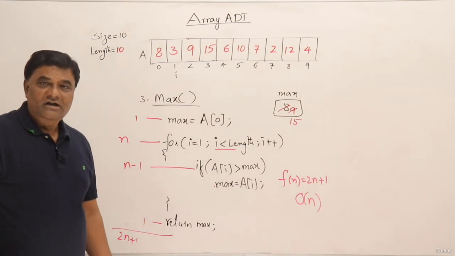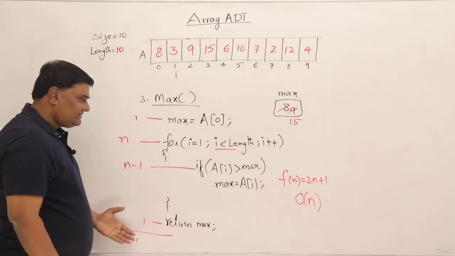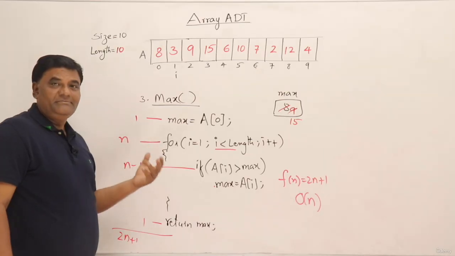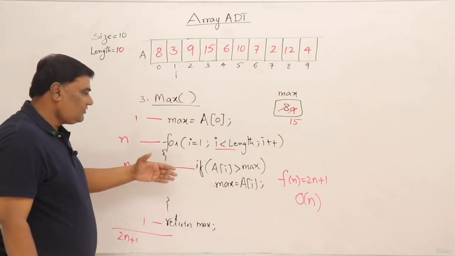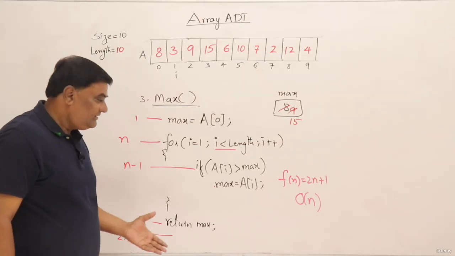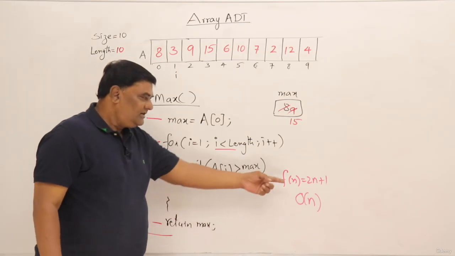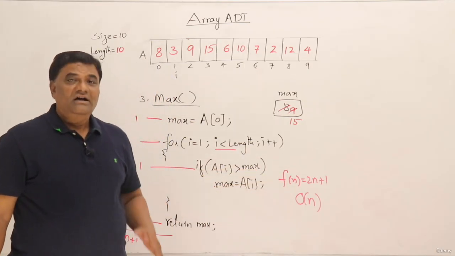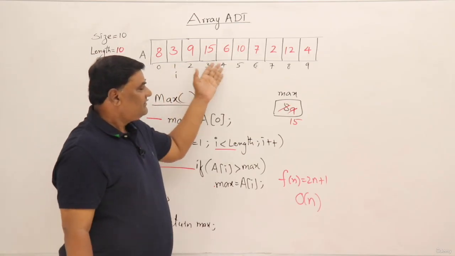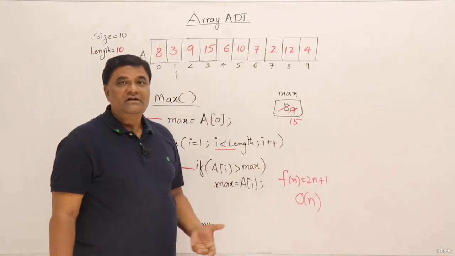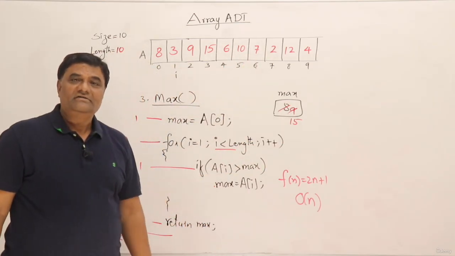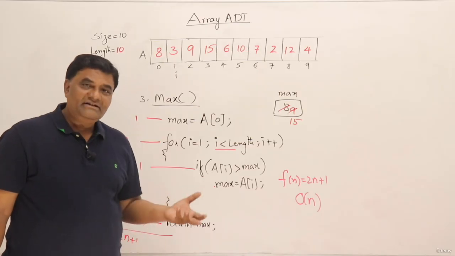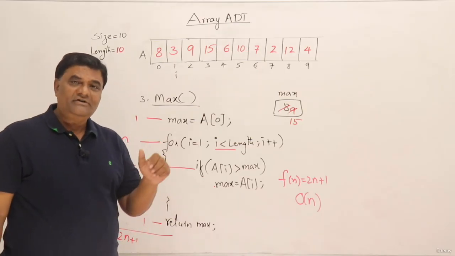That's all. So from the code, if you want to do analysis, you can assume every statement takes 1 unit of time and find out how many times a statement is repeating. Then you can come up with some formula. From the formula you can take the degree, and that is order of n. Otherwise, if you know how you are working on this one to get the answer, based on the working also you can tell the time. So basically you should tell the time complexity based on the working.